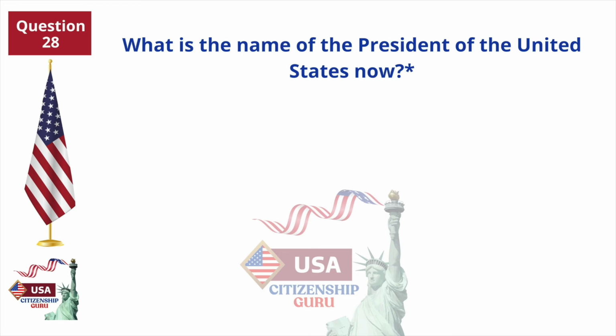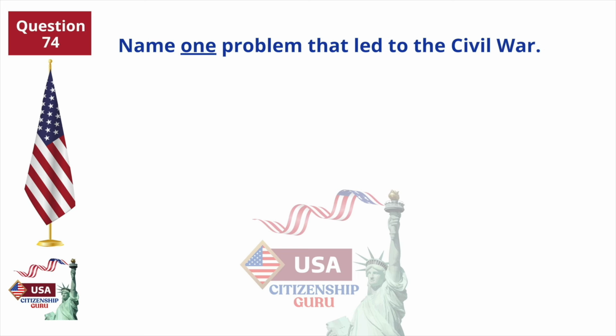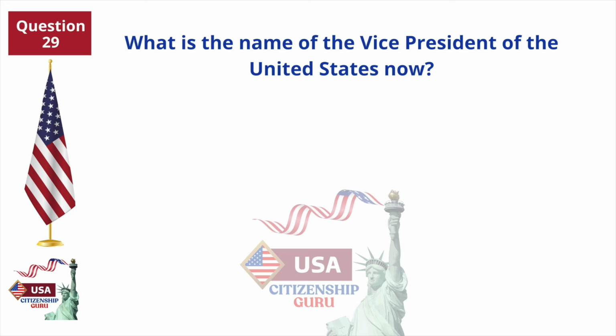What is the name of the President of the United States now? Joe Biden. Name one right, only for United States citizens. Vote in a federal election. Name one problem that led to the Civil War. Slavery. What is the name of the Vice President of the United States now? Kamala Harris.